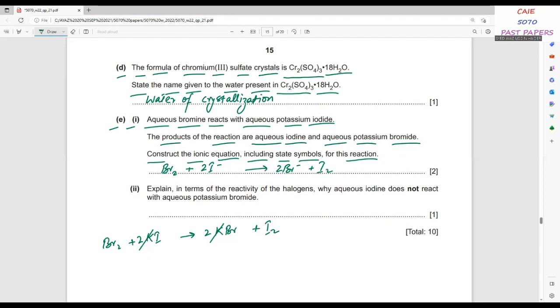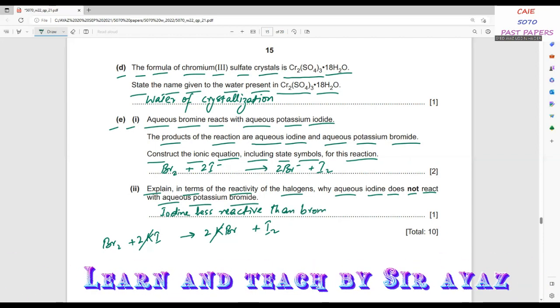Explain in terms of the reactivity of halogens why aqueous iodine does not react with aqueous potassium bromide. You can refer to the reactivity, or the position of iodine. Iodine is less reactive than bromine, or it is below bromine.